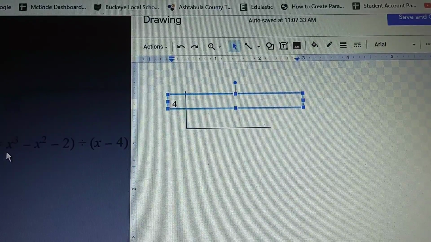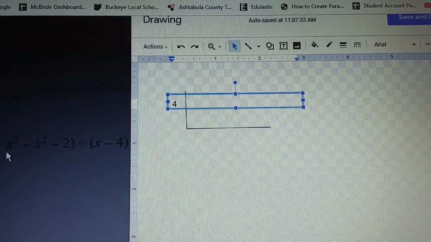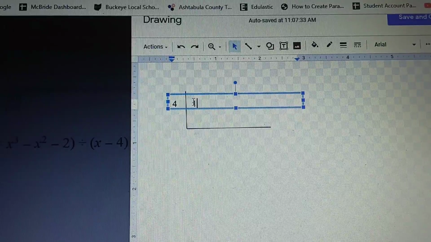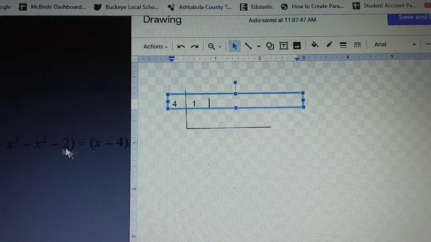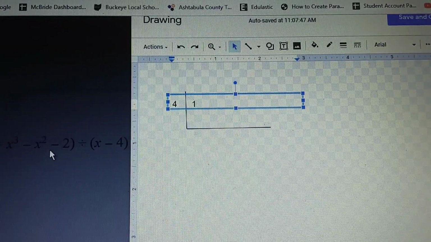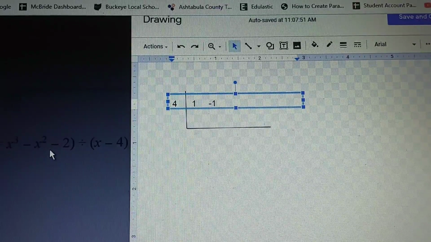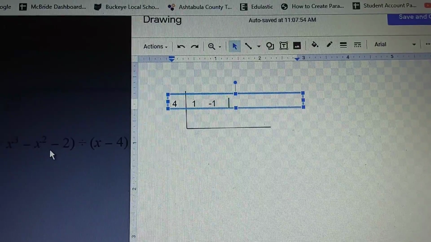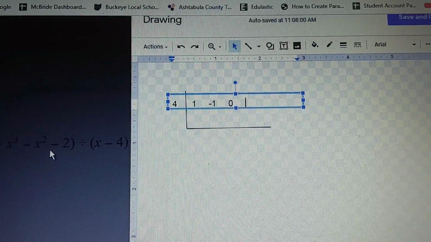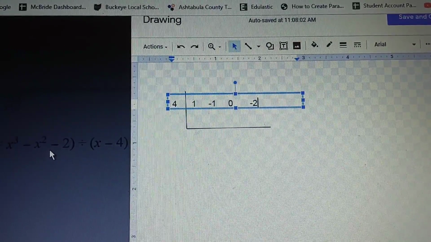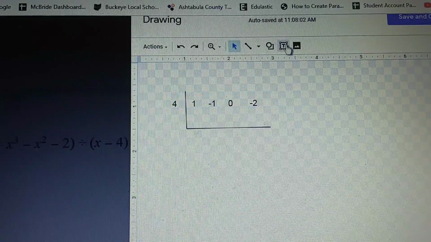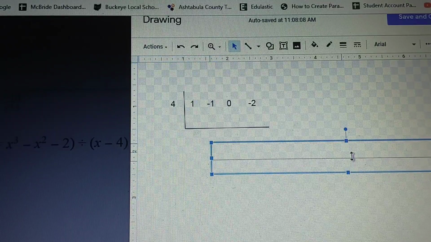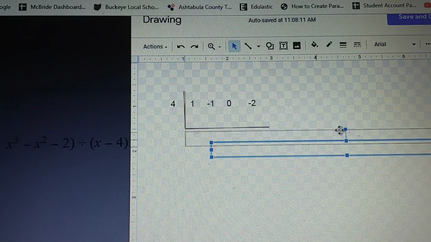All right, the equation was x cubed. So the first leading coefficient is 1. Type in my 1. Then the next one is minus x squared. So my next one is negative 1. I don't have an x, so I have to put in my placeholder, my 0. And then my constant is negative 2. Okay, new text box. Make it half the size. Pull it over here.